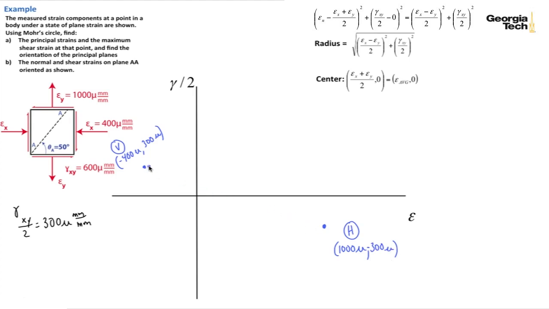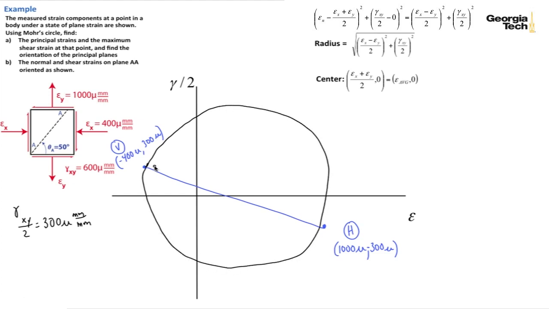I can now draw a line between those two points, and I can draw my Mohr's circle. Not so good, but you get the idea. Now I can find the center. Epsilon x is minus 400 plus epsilon y, which is plus 1,000, divided by 2, and those are times mu. I may forget on occasion to write the mu, but it's always times 10 to the minus 6th. And 0. So 600 divided by 2 is 300 mu and 0. So the center is at 300 mu and 0.